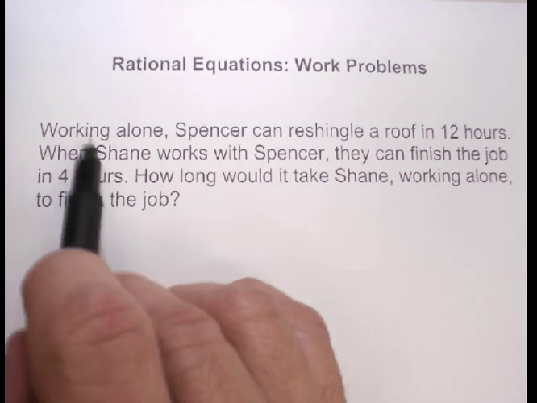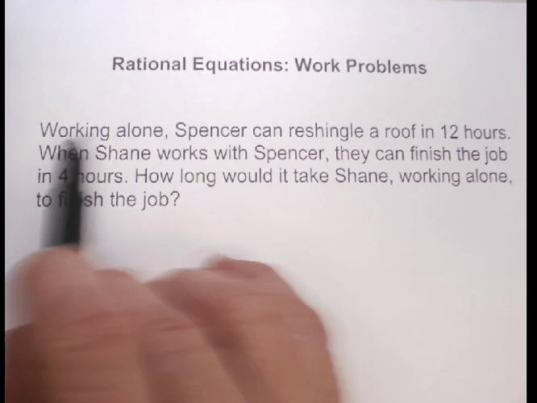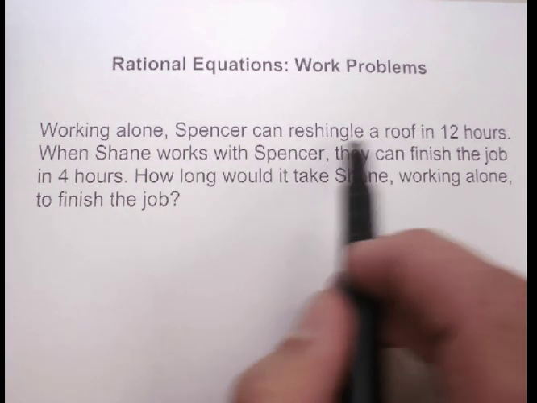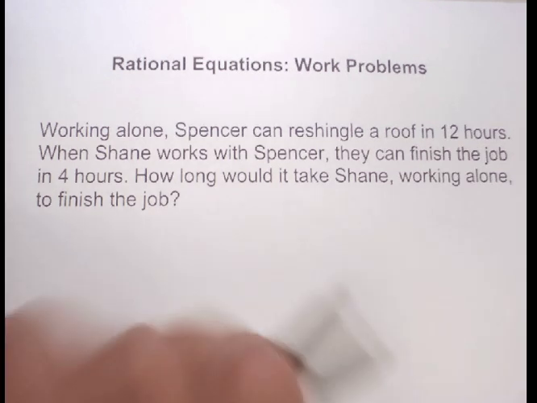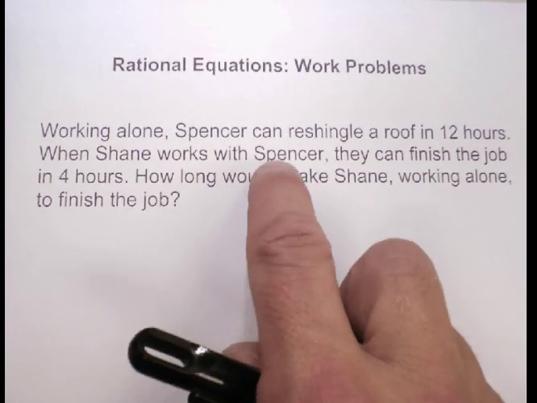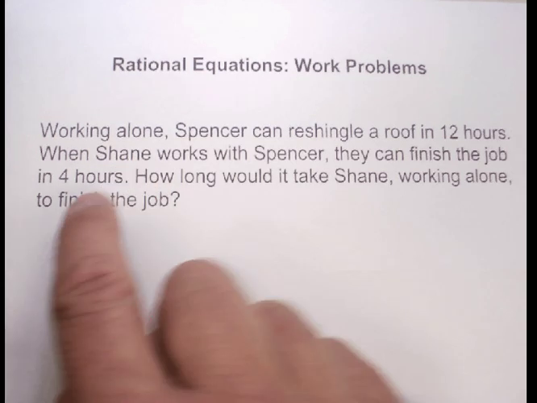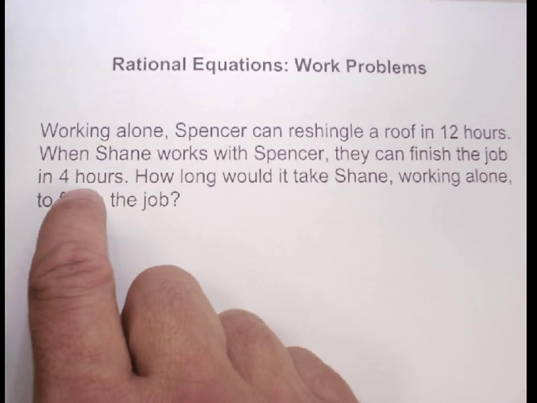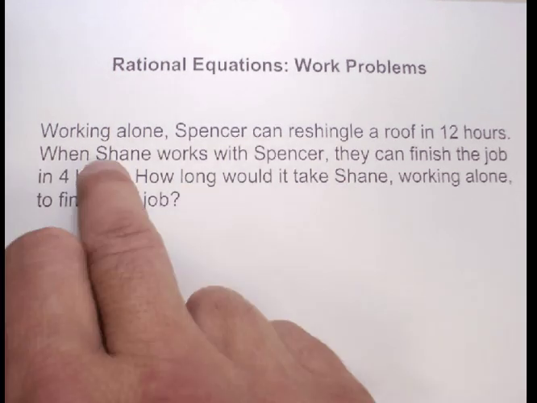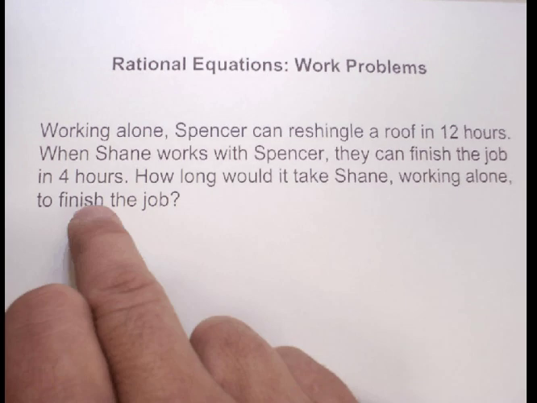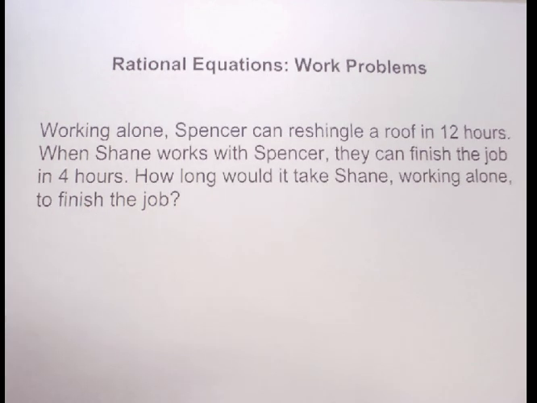Okay, so Spencer's working by himself. And when he works by himself, he can reshingle a roof in 12 hours. Okay? Now Shane comes along and works with him. Together, they can finish the job in 4 hours, so they cut a lot of time off when they're working together. So the question is this: how long will it take Shane, the guy who came along, if he were working by himself, to finish the job? Okay, does that make sense?